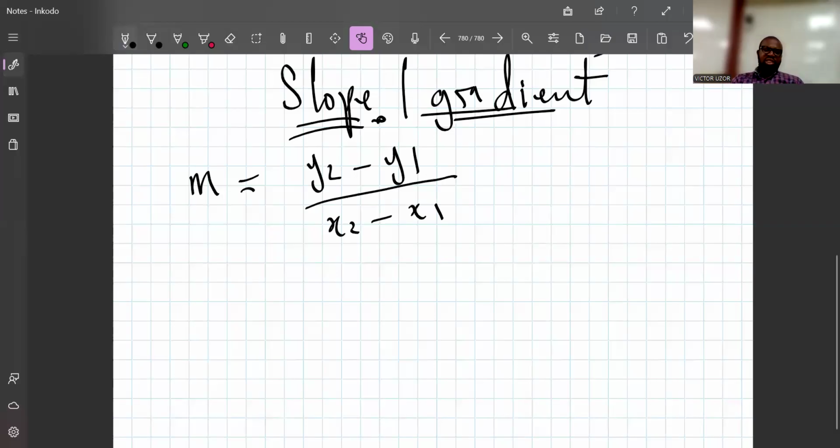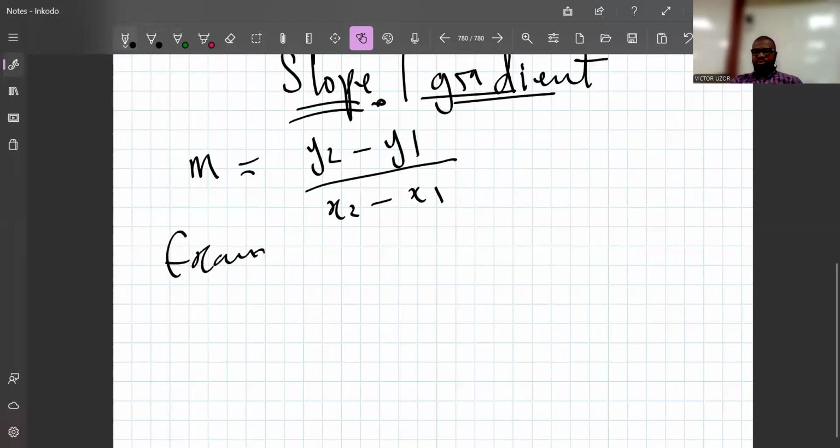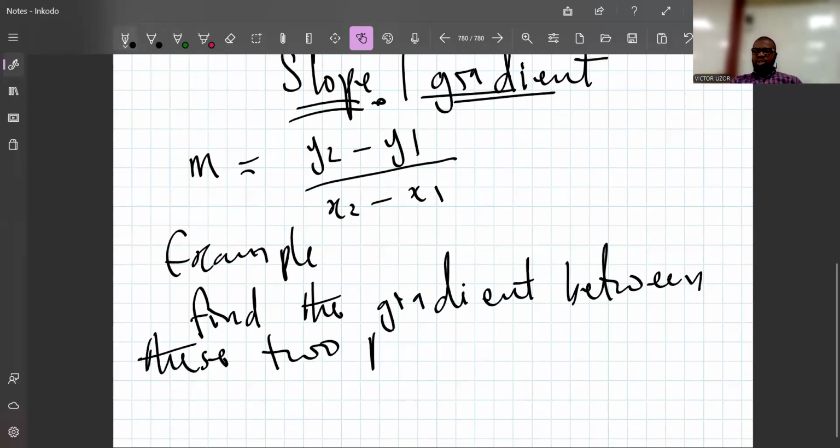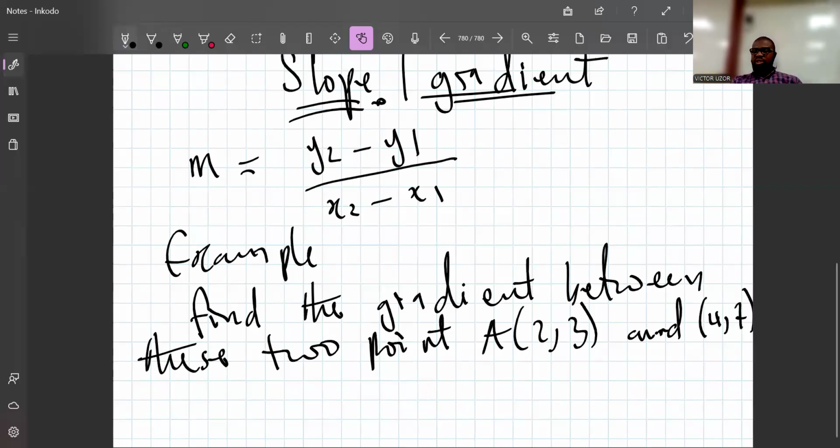So when they ask you to find the gradient between these 2 points, for example, find the gradient between these 2 points. You'll be like, okay, A is 2, comma 3 and B is 4, comma 7. So these are the 2 points.